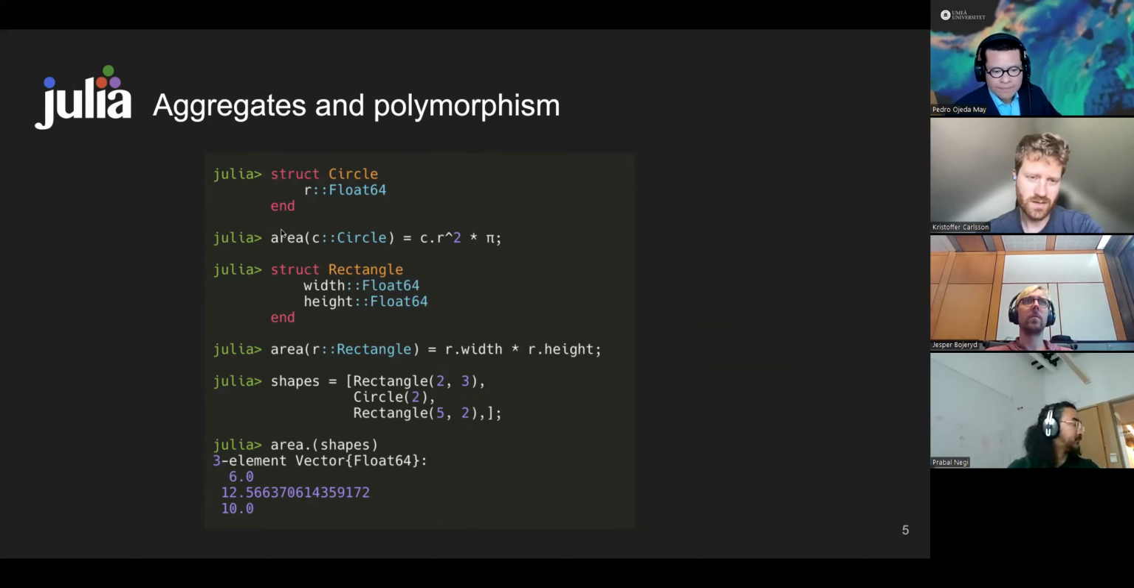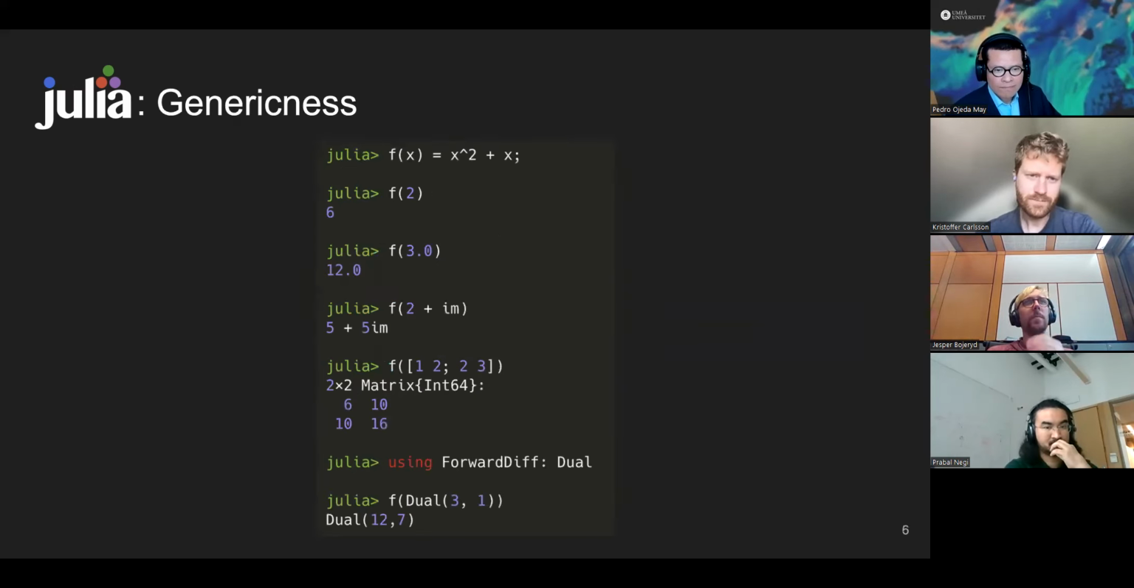And it's going to pick either this area function or this area function, depending on the type of the argument. So the first one is a rectangle, so it's going to call this method, because the first one is a rectangle, and so on. So this is polymorphism in Julia.